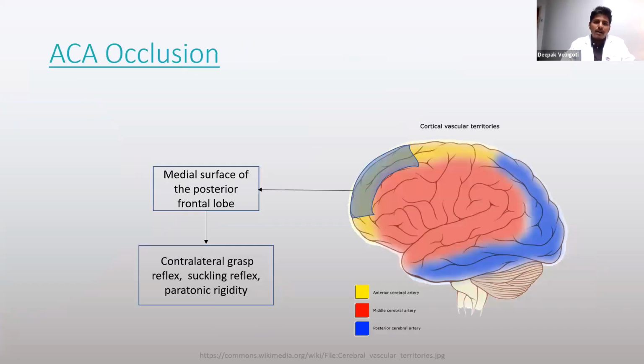In case of anterior cerebral artery occlusion, there is only a small place on the superior lateral surface of the brain where infarcts can be seen, especially in the medial surface of the posterior frontal lobe, where the patient can develop contralateral grasp reflex, circling reflex, and paratonic rigidity.